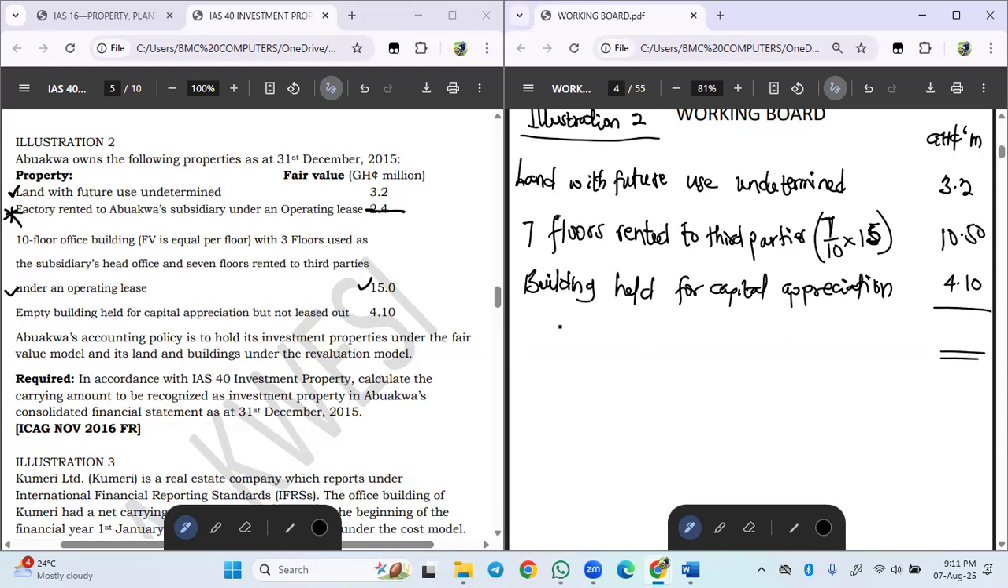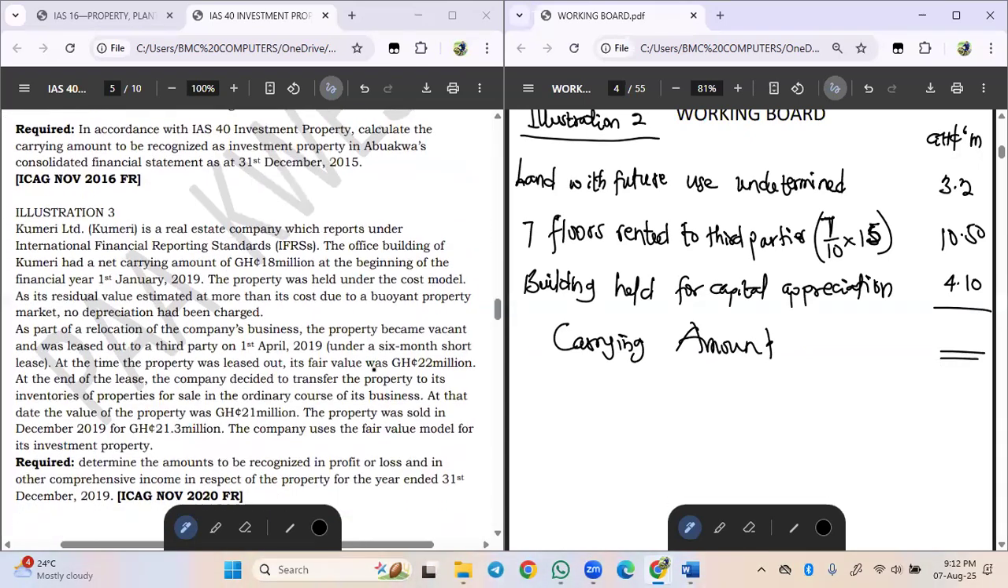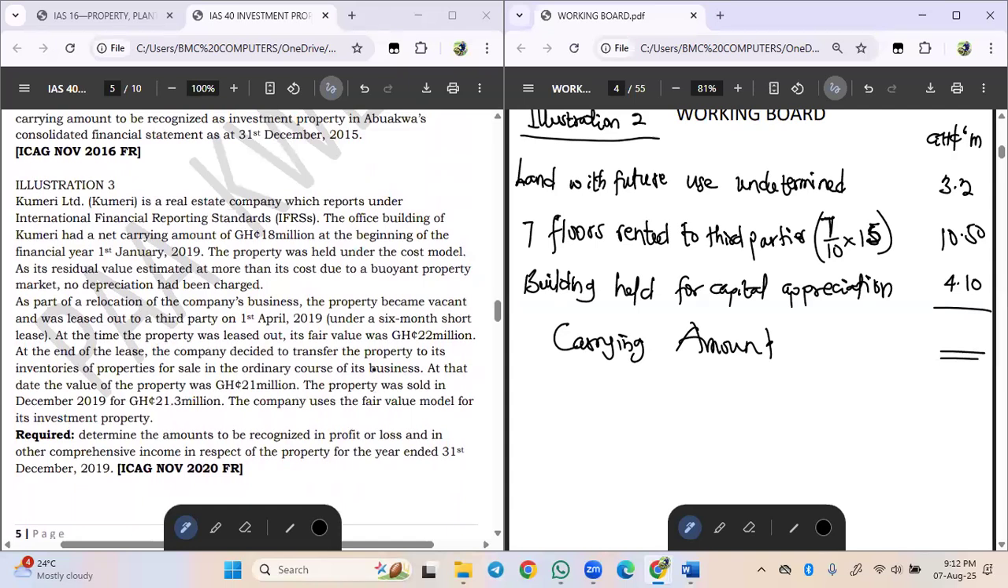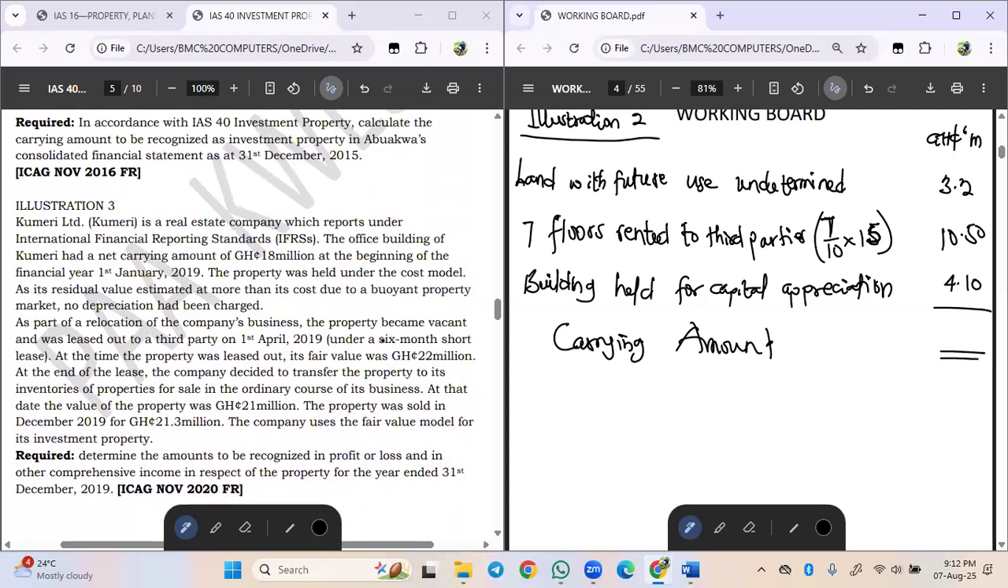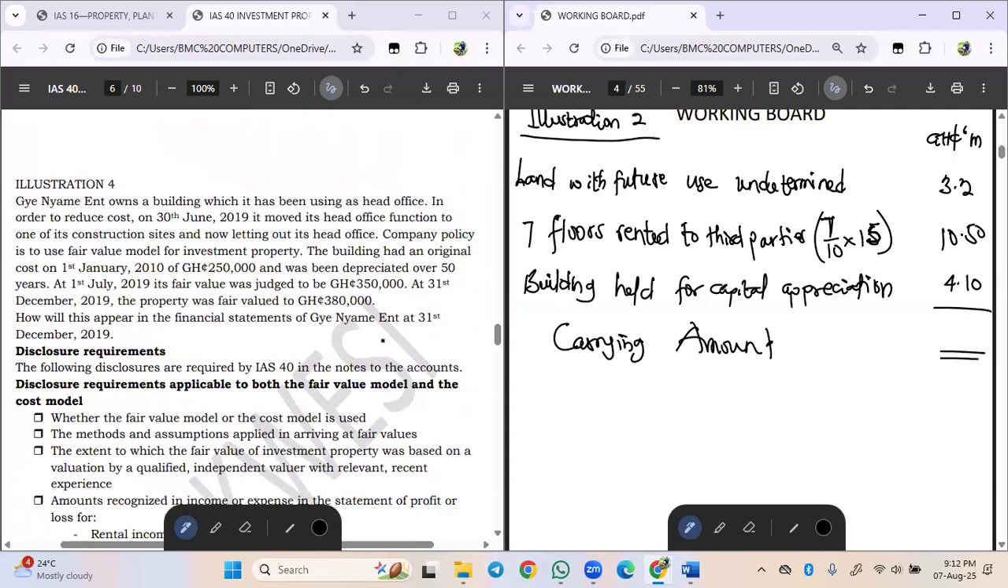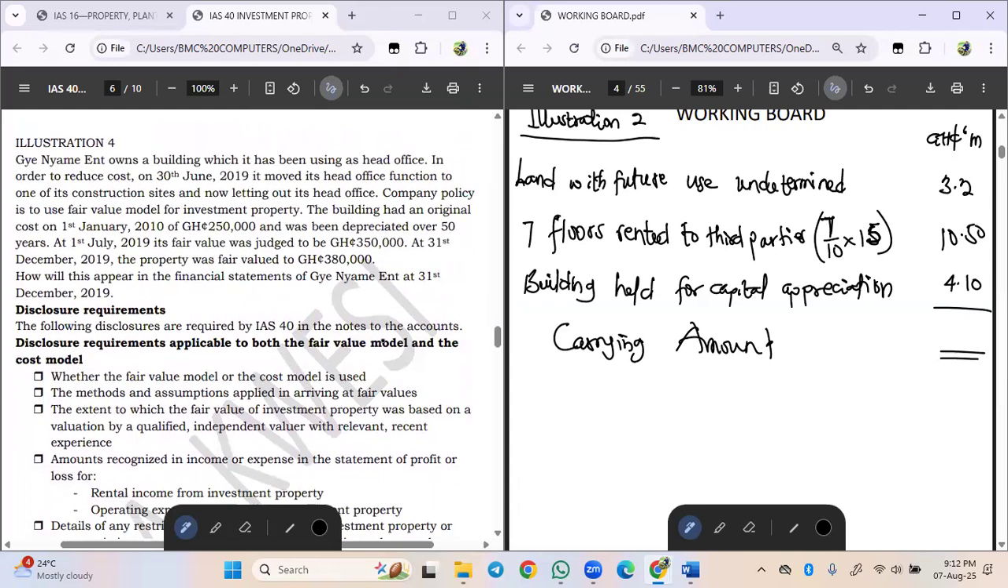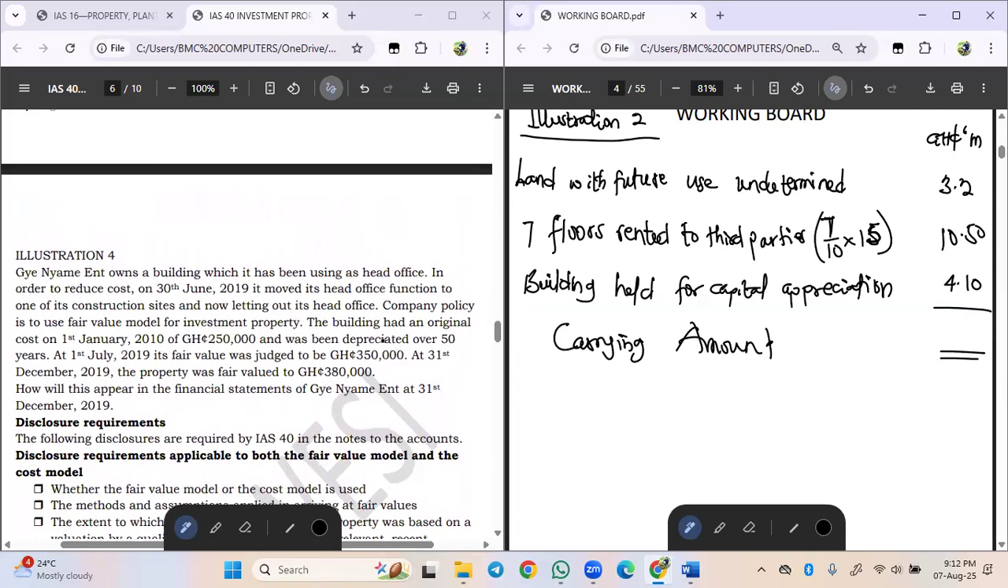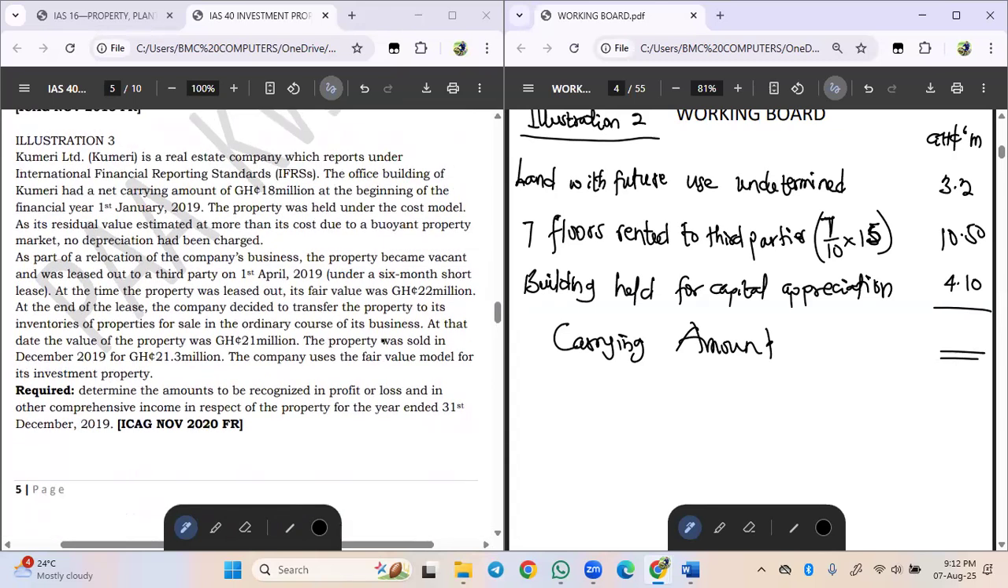So this will be your figure. This will be your carrying amount for the investment property. And this was a past question. Simple as this. So if you don't know the rules or the principle, so please, what is the carrying amount? That's 17.8.